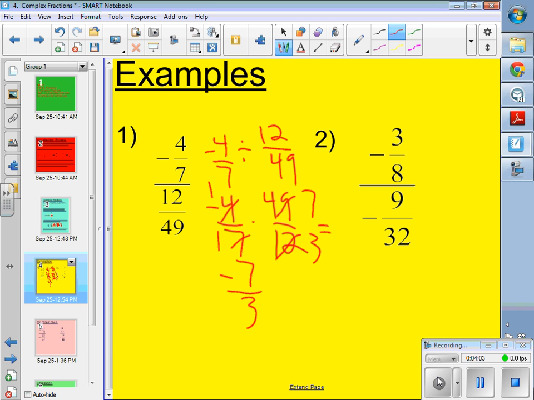That's for the first one. And then we'll move over to the second one. So you have -3/8 to start. And we're going to multiply that by -32 over 9. And same thing, you can cross cancel. So 8 and 32 becomes 1 and 4. And then the 3 into the 9 becomes 1 and 3.